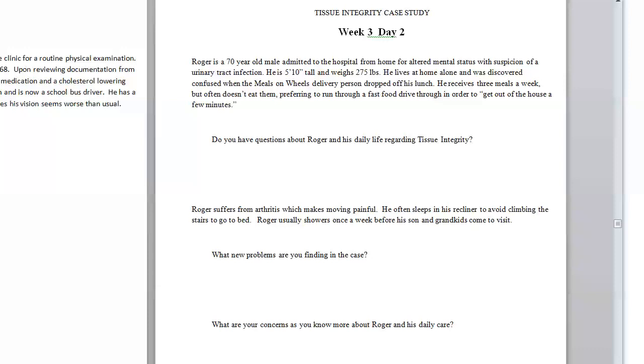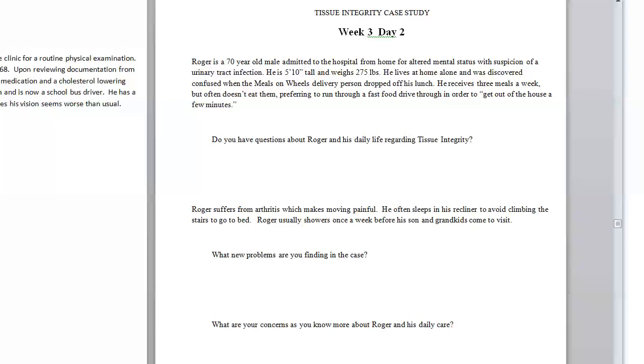He sleeps in his recliner to avoid climbing the stairs, so now we know that his house has stairs, and maybe his bed isn't user-friendly as well, which could be an issue, especially if he has any underlying cardiac or respiratory problems. Maybe he needs to have his head of the bed elevated in order to sleep, which we call orthopnea, and that could be an indication that he does have some respiratory or cardiac issues.